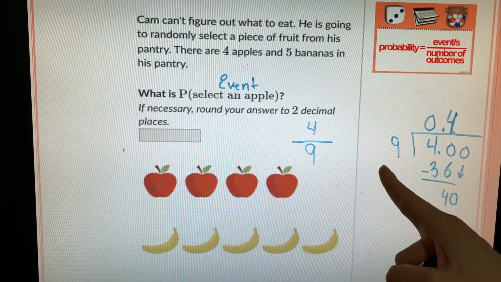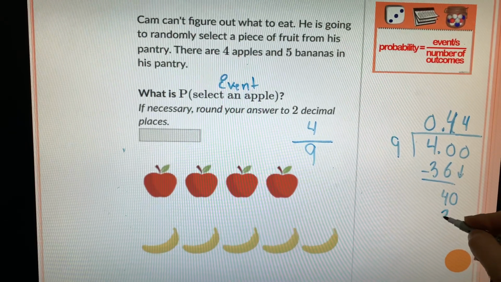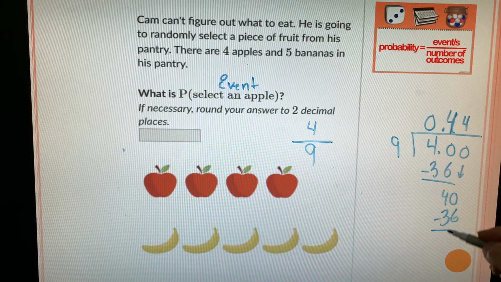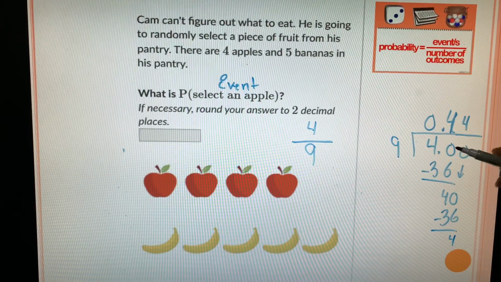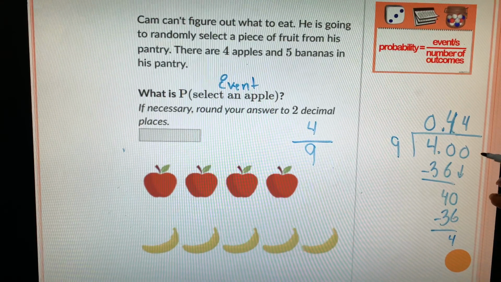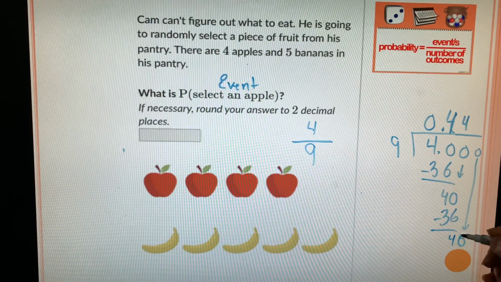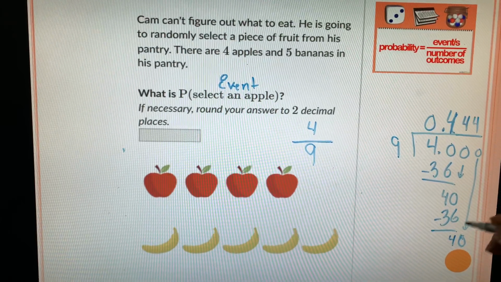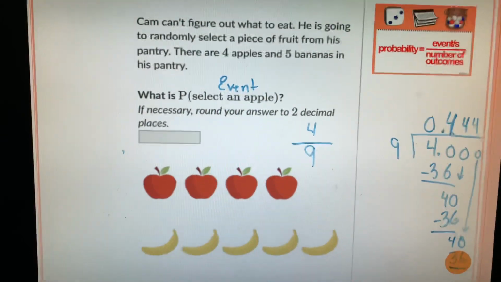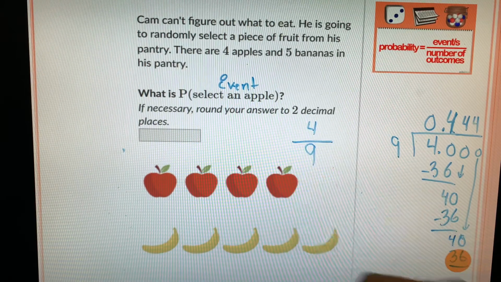So I have 40 again. 9 goes into 40 4 times, and I can definitely see a pattern here. Something is happening. If you guys notice, I'm having kind of the same problem. 40 take away 36, 40 take away 36. So what that is telling me is that this might be repeating. And yes, it is repeating. So I'm going to stop it here because there's no point in me continuing this, especially because they want the answer to be given in 2 decimals.